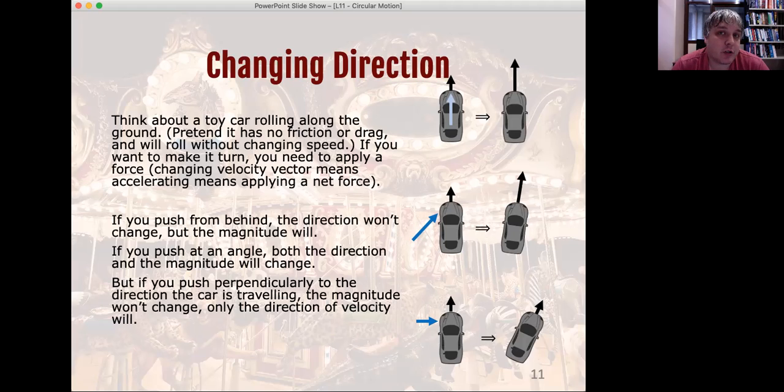But if we think about pushing exactly perpendicular to the car's velocity, then it's not going to change the velocity magnitude at all. It's not going to change the speed of the car. It's just going to change the direction. We're basically just shoving the car sideways. It'll still keep going with the same velocity that it had, but it will now be pointing in a different direction. So we get no change in speed, just a change in direction. And that's still an acceleration, because remember, an acceleration can be either a change in speed or a change in direction.